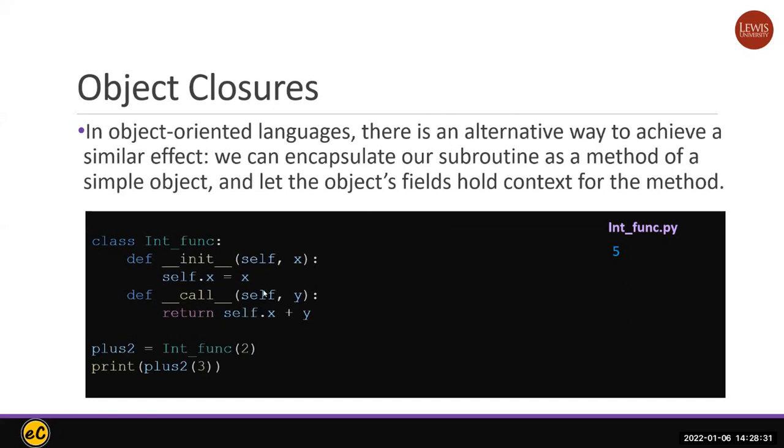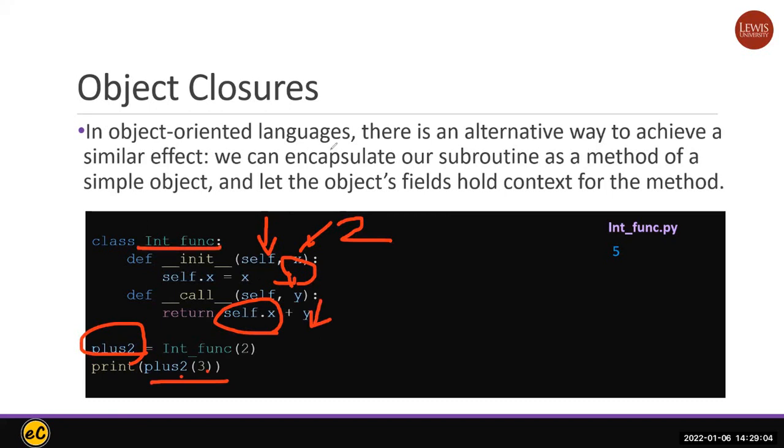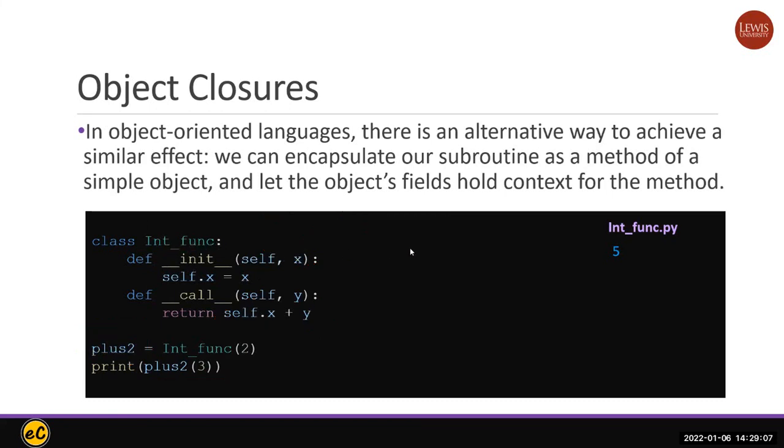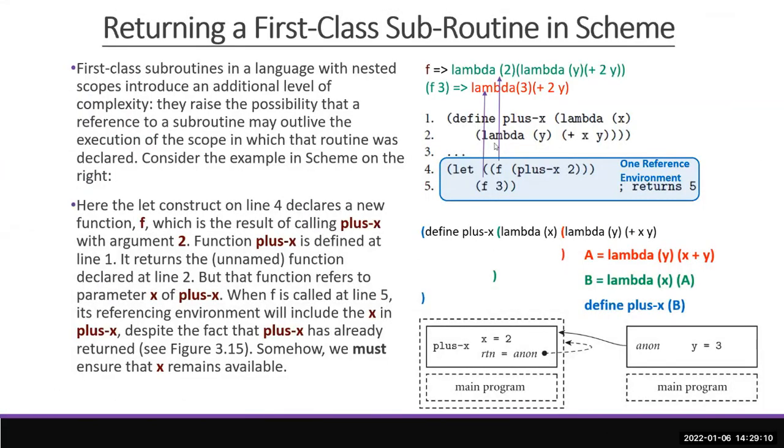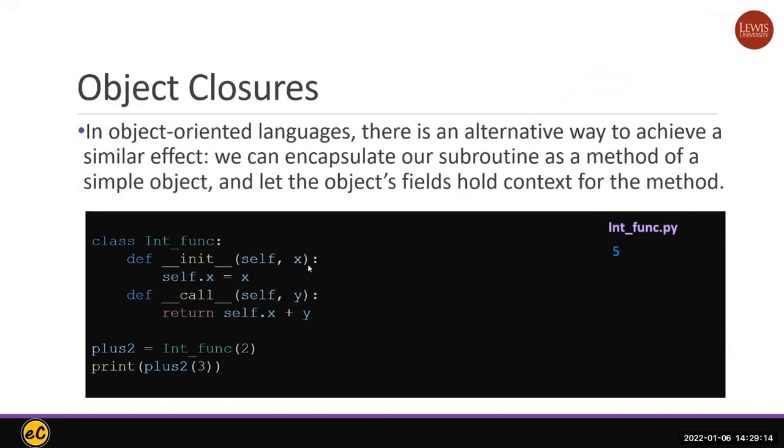Okay, object closure. Here we may have a class int function. This function has a constructor, and you pass the x to it. So we can pass two to it, and you call it. You pass another y to it. This is another plus two function that passes the x to it, so the x has been calibrated with two. Then the parameter three will be passed into print. So you can see this integer function class is exactly the same as Scheme's plus x function over here. These two are exactly the same.